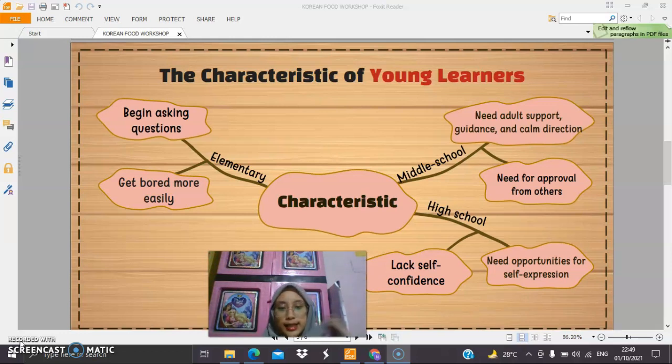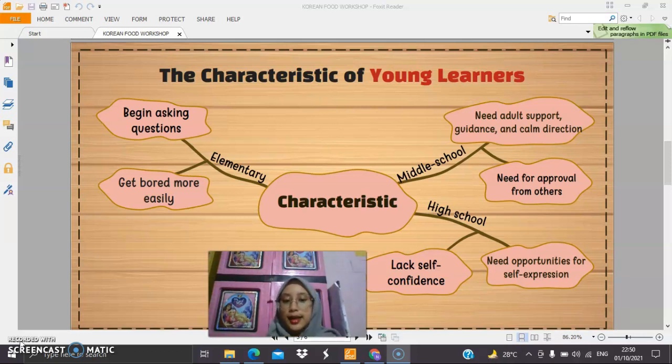From their parents, and they also need direction. When someone wants to give direction to them, it must be done slowly so they can feel calmer. In addition, they also need approval from others. Why? Because it can be a motivation for them to study harder, and they are happy if their work is appreciated.